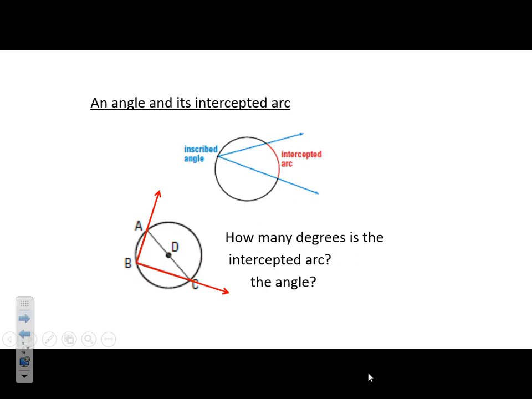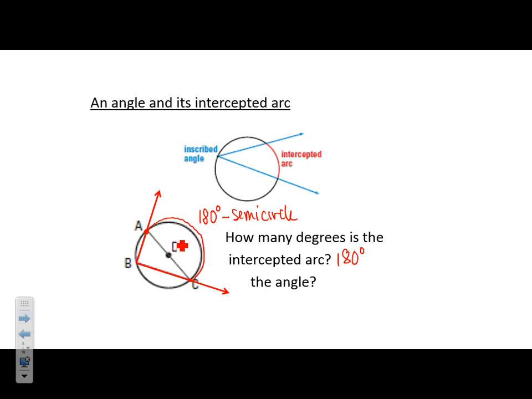So if I look at this, how many degrees is the intercepted arc? Well, we should be able to figure out how many degrees the intercepted arc is from yesterday, because what I have is a diameter. So I have a diameter AC, and the arc goes from one side of the diameter to the other. We know that a diameter gives you an arc of 180 degrees, a semicircle, right? That's from yesterday. So the intercepted arc would be 180 degrees.